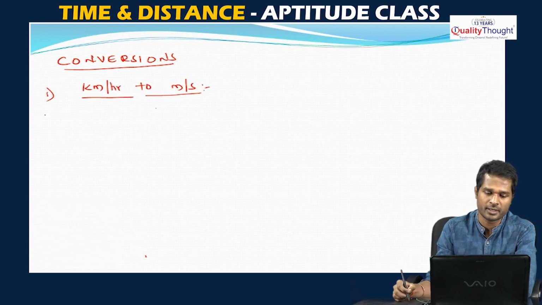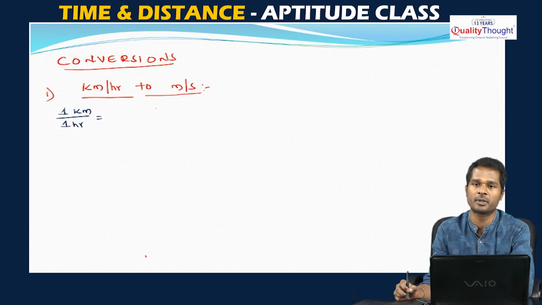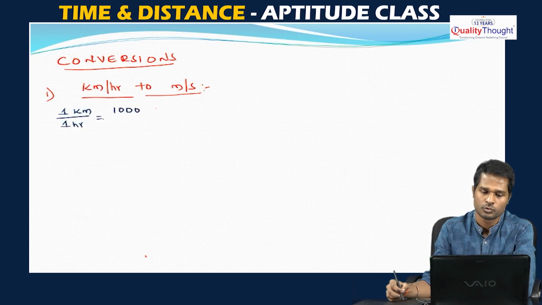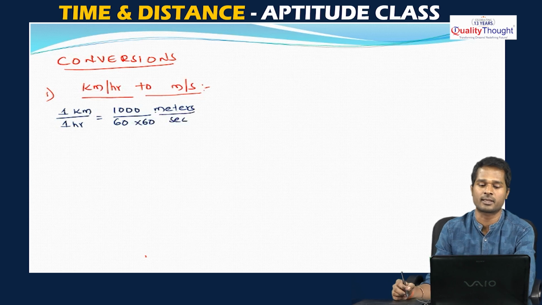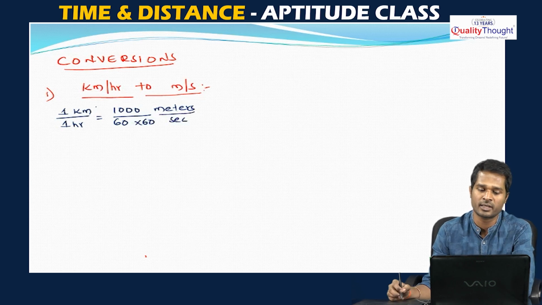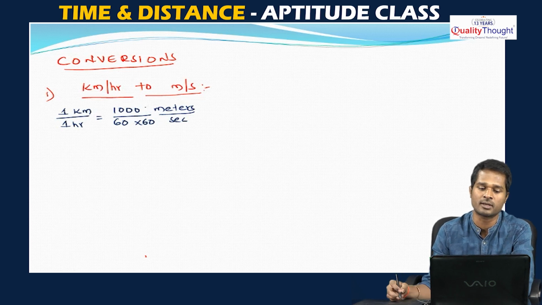Let's see. So I'll write here 1 kilometer per 1 hour. This line is called per, we have seen it in percentages. So 1 kilometer is nothing but 1000 meters, and 1 hour is 60 minutes, and each minute is 60 seconds. So 1 hour will be 3600 seconds.